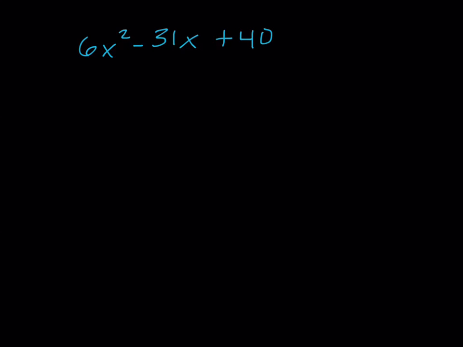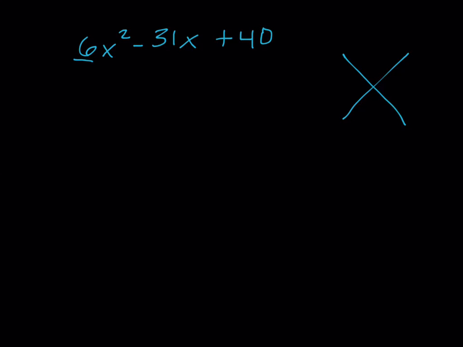All right, so let's try 6x squared minus 31x plus 40. This is one that we already talked about at the beginning of this video, and I showed you what binomials multiplied to be this. So we kind of already know what the answer is going to be, and that'll allow us to check and make sure it's correct. So the first thing you do, draw an x.